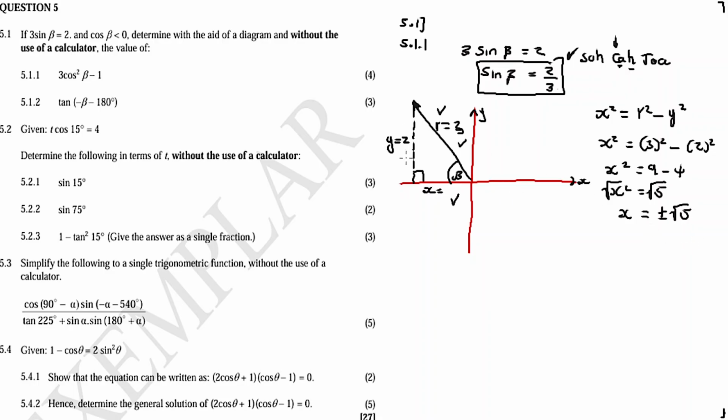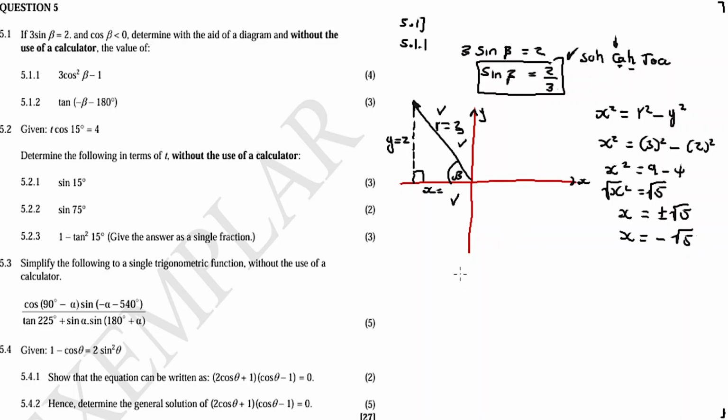Whether x or y is positive or negative, you are told by the quadrant. In the second quadrant, x must be negative. So x is going to be equal to minus square root of 5.